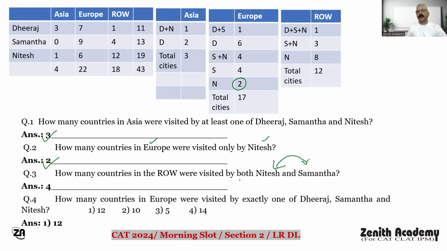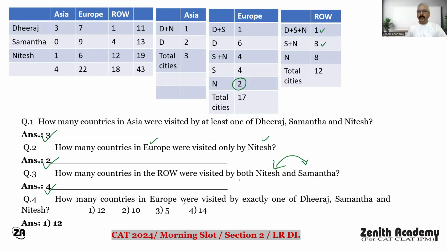How many countries in the rest of the world were visited by both Nitesh and Samantha? Both Nitesh and Samantha, we have worked upon it. It means it is not given whether Dheeraj was present or not present. How many countries in the rest of the world were visited by Nitesh and Samantha? Nitesh and Samantha visited 3 together and 1, and Dheeraj was also there. So 3 plus 1, answer should be 4.